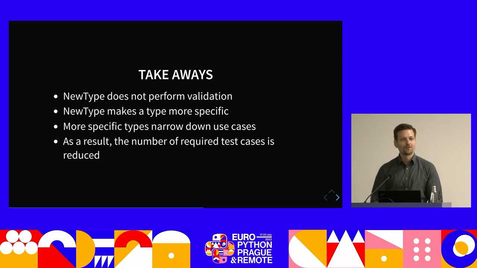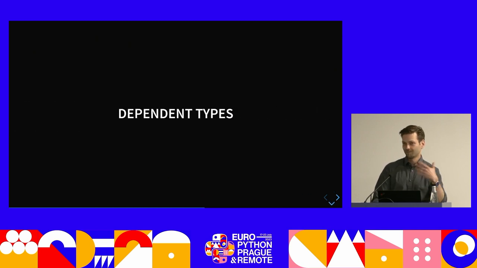NewType was one of the examples that the typing module provides. Another thing that I brought today and that I promised in the talk description is dependent types. Python doesn't have dependent types, unfortunately, but it has a light version of it, so we'll get to that.